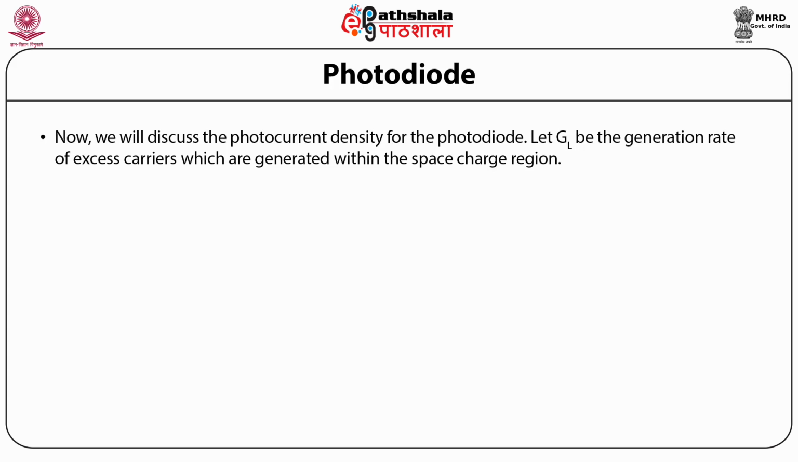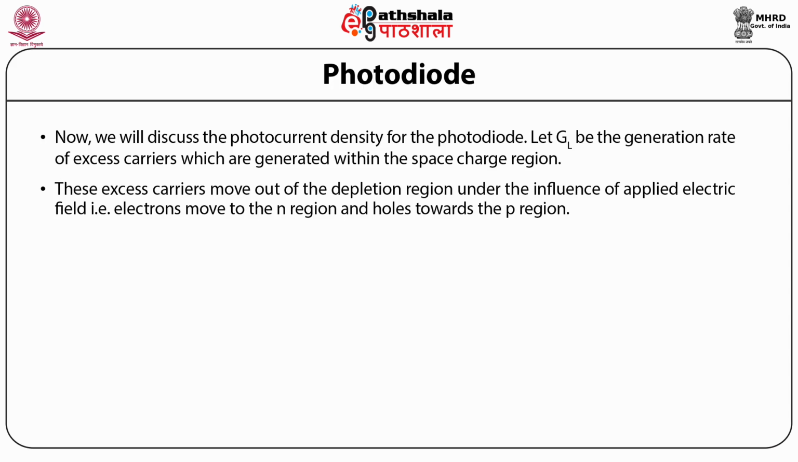So let us now discuss the photocurrent density for the photodiode. Let GL be the generation rate of excess carriers which are generated within the space charge region. These excess carriers move out of the depletion region under the influence of the applied electric field. That is, electrons move to the N region and holes move towards the P region.